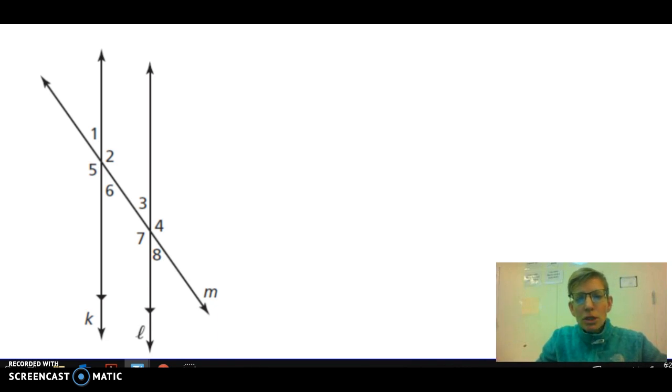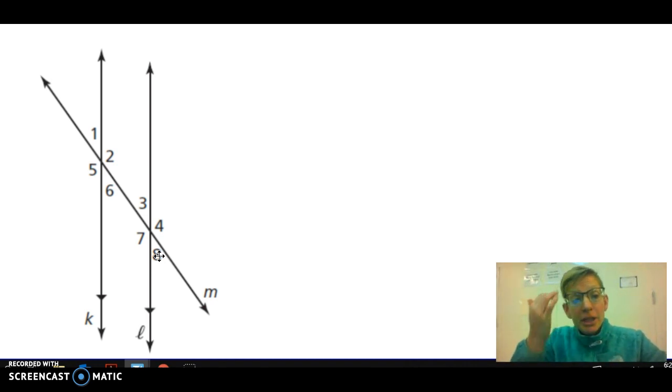Okay, so to chat about that, I have this figure over here that has two parallel lines, K and L, that are cut by a transversal, just like the cards on the matching. Now, these parallel lines and transversals have the numbers for the angles. Your cards don't, but you can just look at that spatially on yours without the numbers. If you really want to, feel free to number your cards, but I don't think you're going to need to.